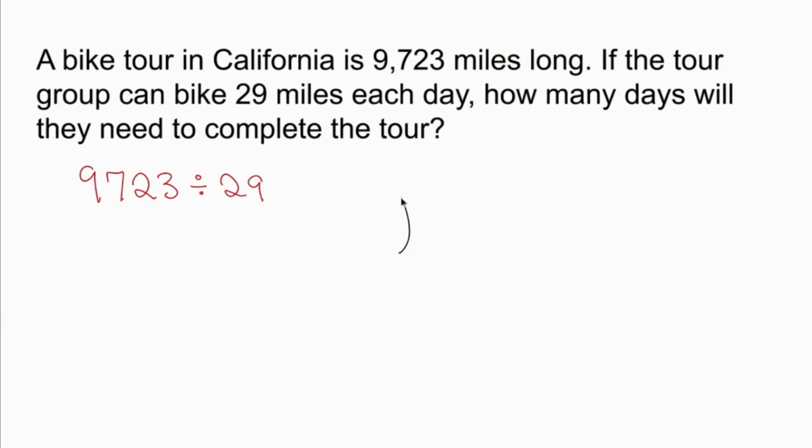Set up our long division. We have our larger number on the inside, 9,723. We have our small number on the outside. And whenever we want to divide a two-digit number into a four-digit number, we look at the first two digits. So what I'm going to do is say 29 goes into 97. We'll go with 3 times. Now we multiply 3 times 29.